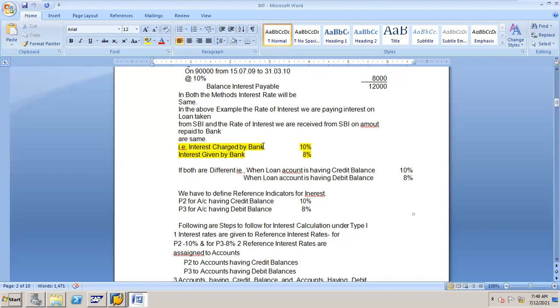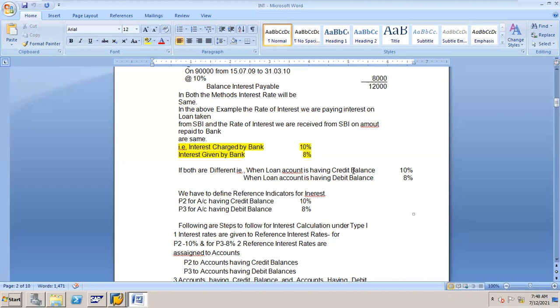One is when I have taken a loan from the bank, I have to pay them 10%. Here, your client has to pay them 10%. Suppose your client has deposited any amount with the bank, then the bank will give 8%. So how to maintain this rate of interest? When you create the rate of interest indicators, first I have to tell the system what type of indicator it is. Actually, 8% is what? When the loan has a credit balance. Suppose in your client's books of accounts, if he has taken a loan from the bank, will the loan be on the credit side or debit side?